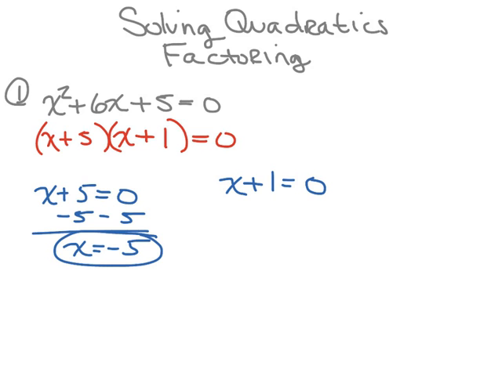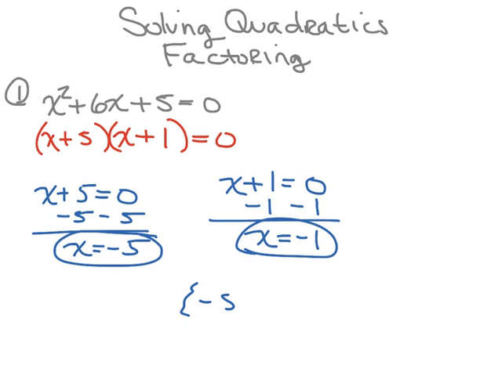Then I'll go over to the other equation and solve it. I'm going to subtract 1. And 0 minus 1 is a negative 1. Therefore, my other solution to this quadratic is negative 1. Therefore, our two solutions to this quadratic are negative 5 and negative 1.